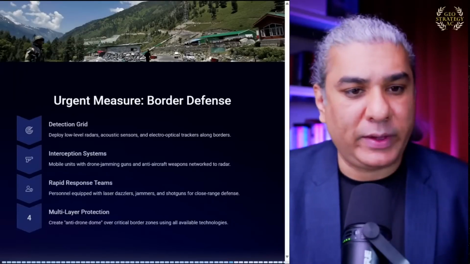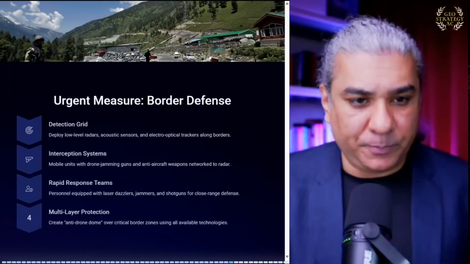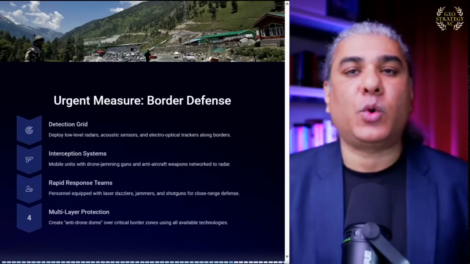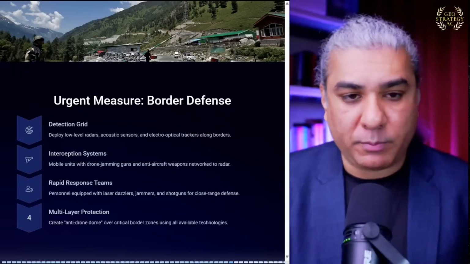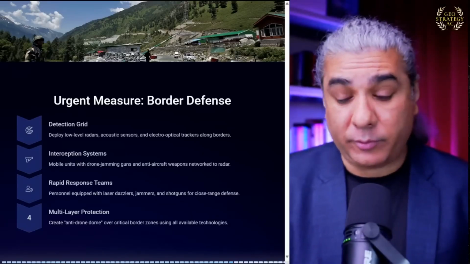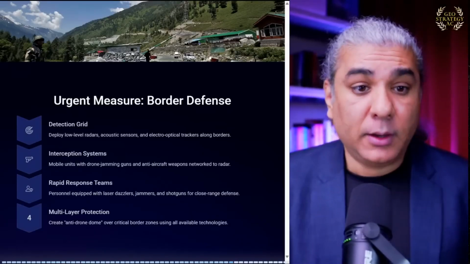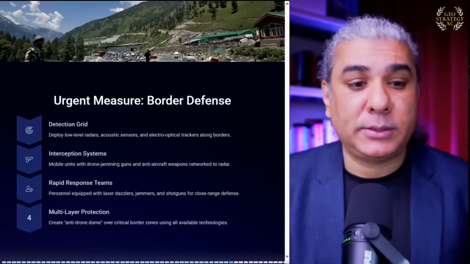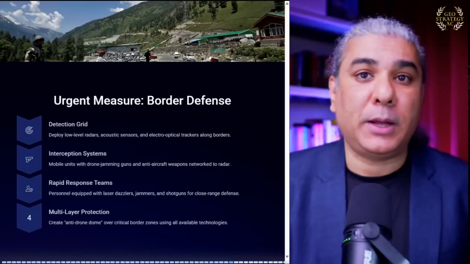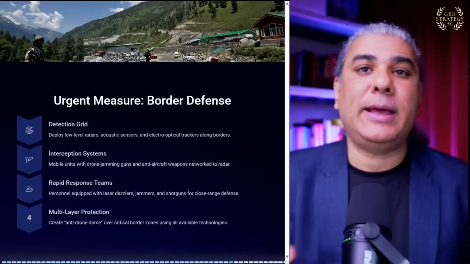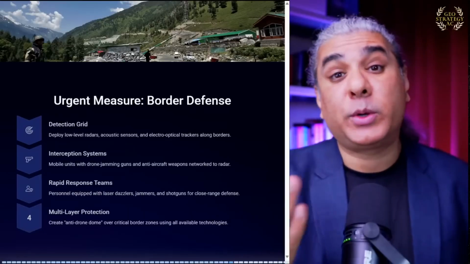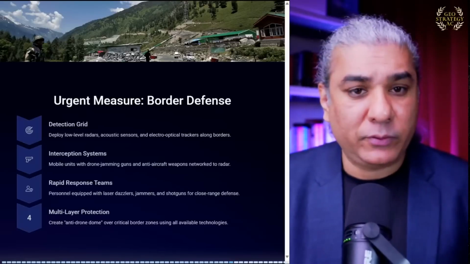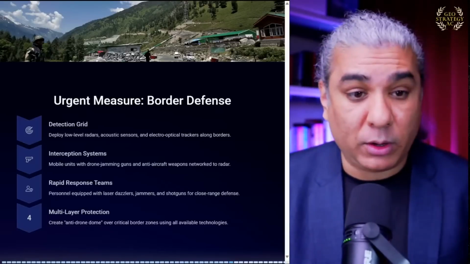Urgent measure, border defense. We need to have a detection grid. We need to deploy low level radars, acoustic sensors, electro optical trackers along our borders. It'll cost a lot of money, it'll cost a lot of manpower. It has to be done. Then now that we have the detection grid, we need interception systems. So mobile units with drone jamming guns, anti-aircraft weapons, network to radar like the L70 Bofors gun, super cheap and super effective. We need to have a lot more of those all over the place.